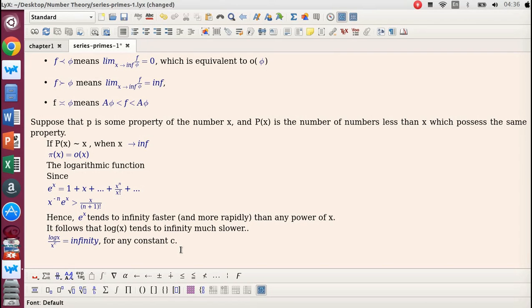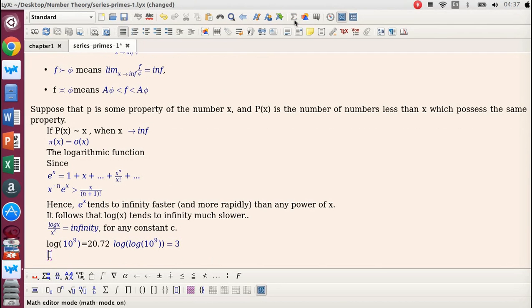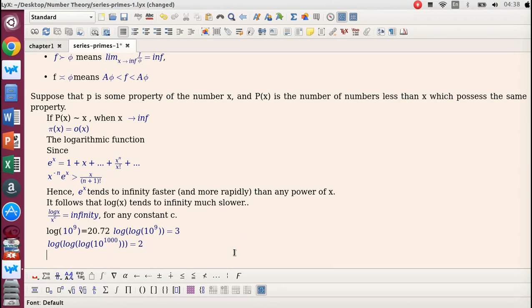And if we take the natural log of the natural log, let's see this. The log of 10 to the power 9 is 20.72, which is really slow, because it's approaching infinity really slowly. But the natural log of that, in this case, is just 3. Now let's be rather silly and say, the natural log of 10 to the power 1000, what's that equal to? It's a little bit greater than 2. Don't try that on your calculator, because it's not really going to be able to work it out.